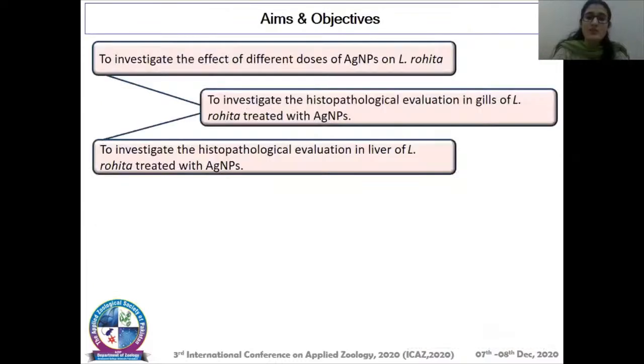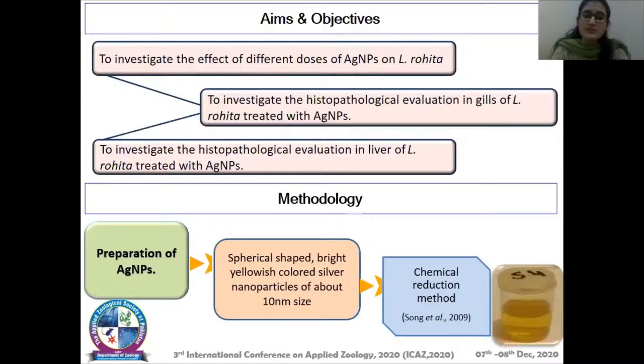So the objective of this study was to investigate the effect of different doses of silver nanoparticles on Labeo rohita and to investigate the histopathological evaluation in gills as well as in liver of Labeo rohita treated with different doses of silver nanoparticles. For that purpose, silver nanoparticles were prepared: spherical, bright yellowish colored silver nanoparticles of about 10 nanometers in size were prepared by the chemical reduction method.